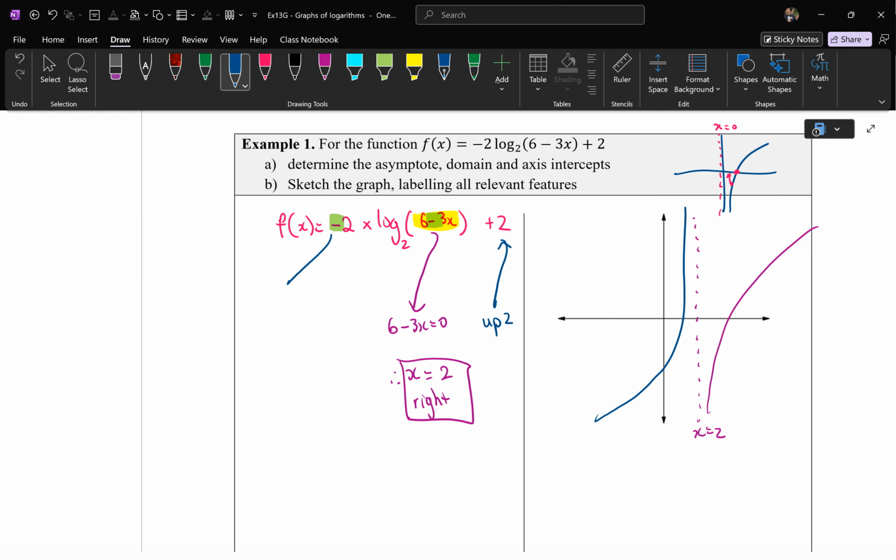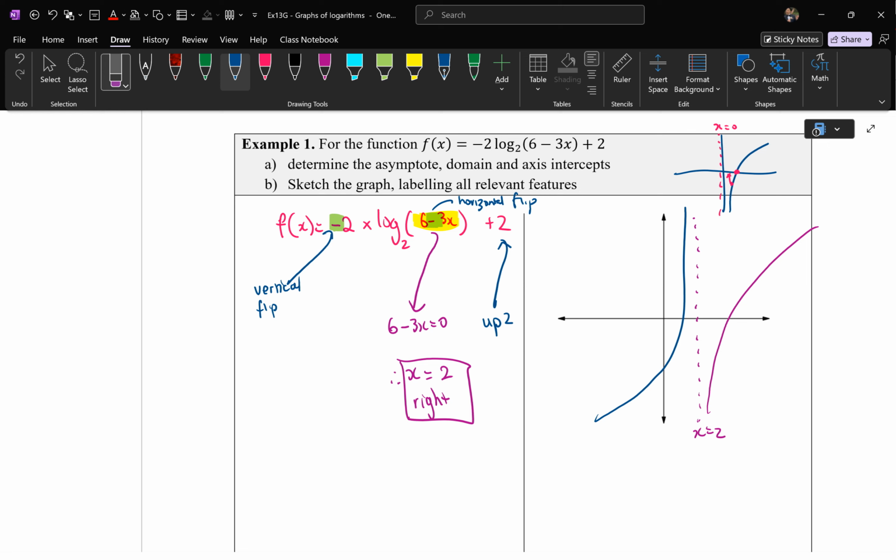So I've got here vertical flip. I'm going to write here vertical flip, which is reflection. You also have horizontal flip because of the negatives. So that tells you the shape. So I now know the shape is roughly something like this.